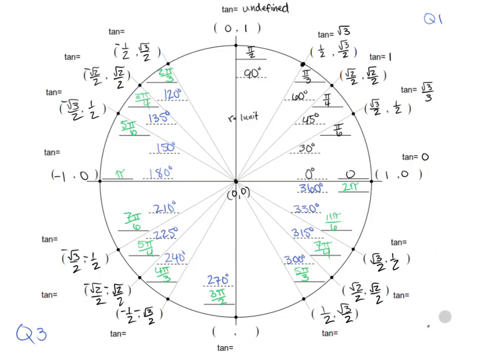Now remember, in quadrant 4, the y coordinate is negative. The x coordinate is the only positive one, right? Think of our All Students Take Calculus, which I'm going to write in here. All Students Take Calculus. So only tangent is positive in quadrant 3, and in quadrant 4, Calculus, only cosine, the x coordinate, is positive.